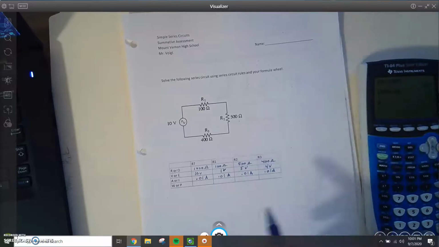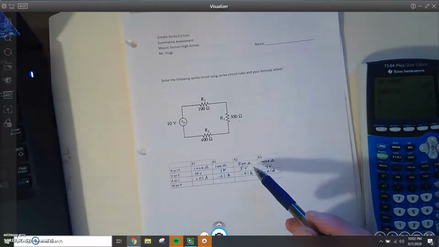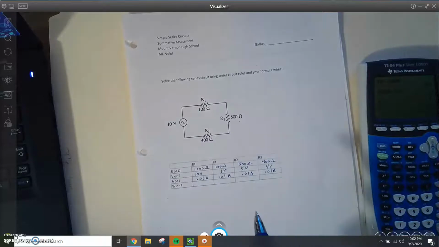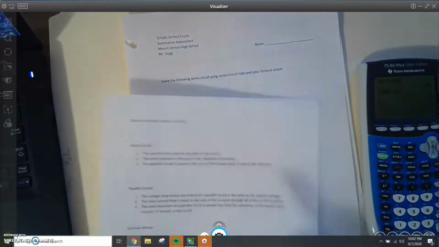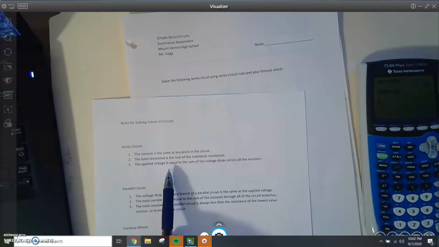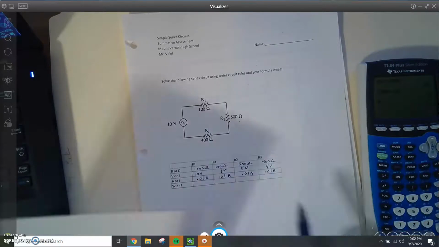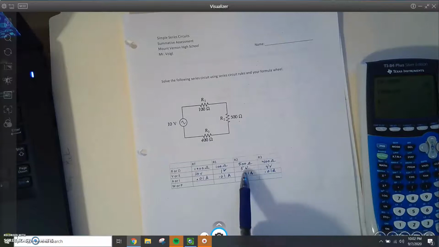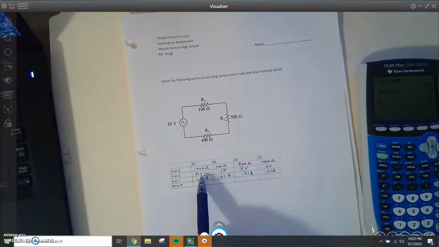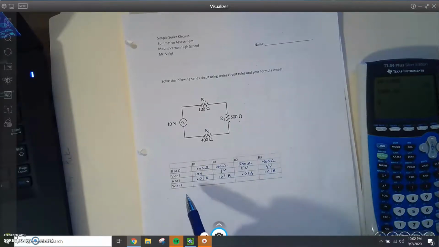If you remember, the third rule says the applied voltage, or the total voltage, is equal to the sum of the voltage drops across all resistors. Well, the sum is 4 plus 5 plus 1, which is 10, and that equals our applied voltage. So that checks out.